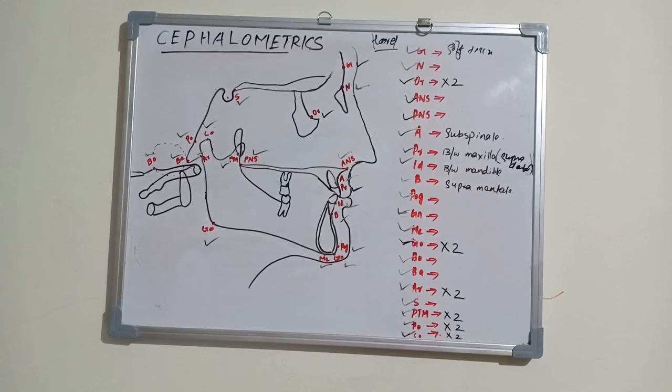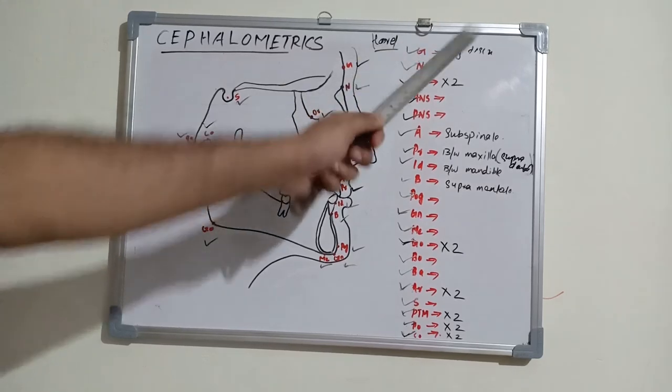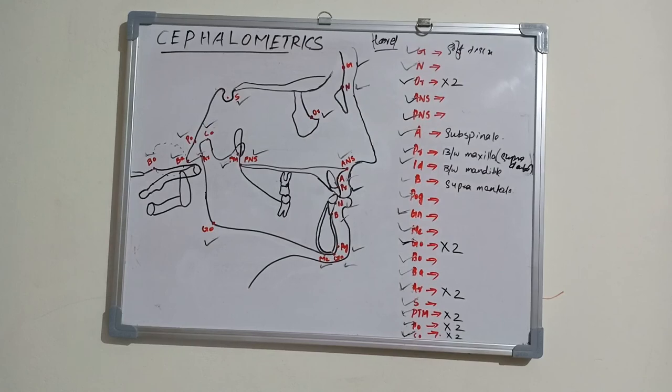Among soft tissue landmarks, only glabella is covered here. Some landmarks are unilateral and some are bilateral. This is very vital in understanding all the analyses. We have more analyses coming up, Downs analysis, Steiner's and Tweed's analysis. So we need to understand the basic points, the landmarks and their exact locations, and only then will we get the idea of all the analyses.